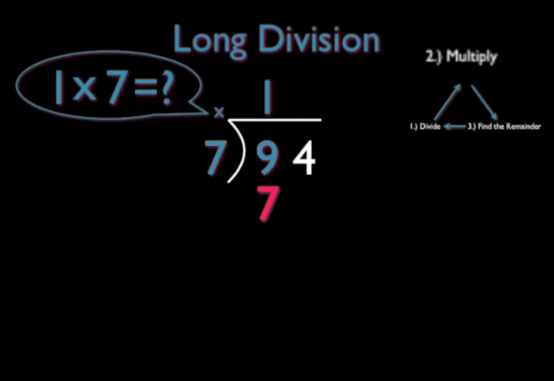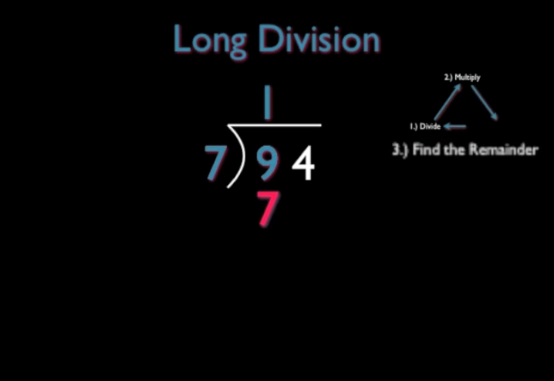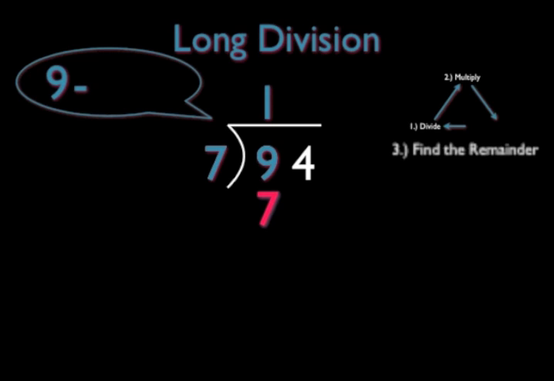Step 3. Find the remainder. I do that by subtracting. So I think 9 minus 7 equals what? The answer is 2. So I put the 2 directly under the 9 minus 7. I've finished the division for this place value, the 90 from 94.